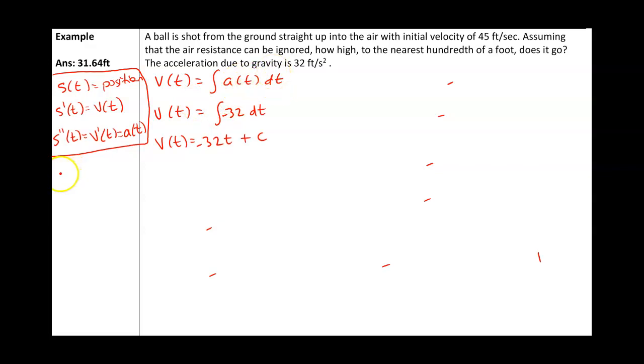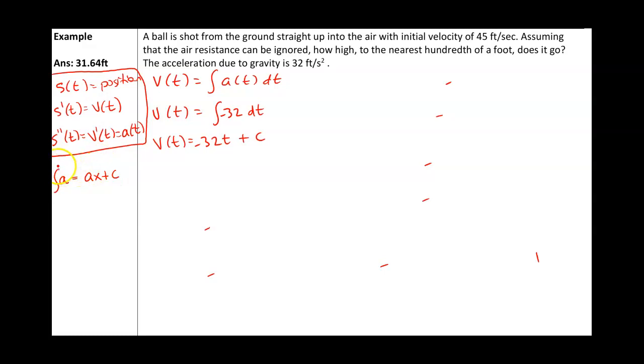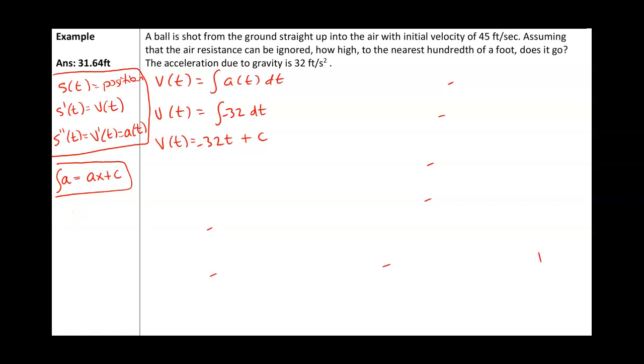And we also know that if you have a constant, the integral of a is going to be ax plus c. So in this case, if you have negative 32, it'll just be negative 32t plus c. And in this case, it's going to be t and not x because we're integrating with respect to t and not with respect to x. All right, so what happens next?